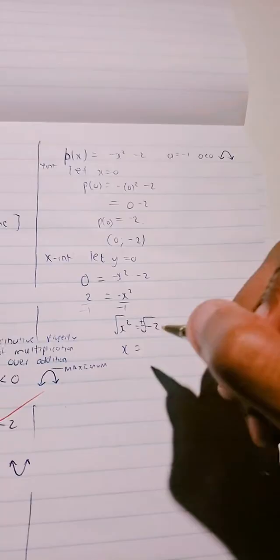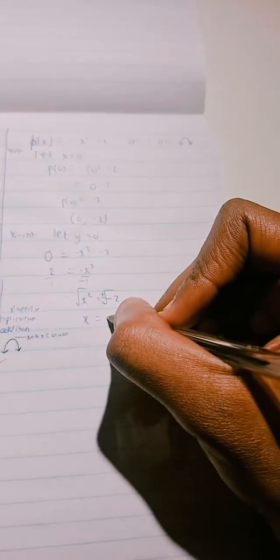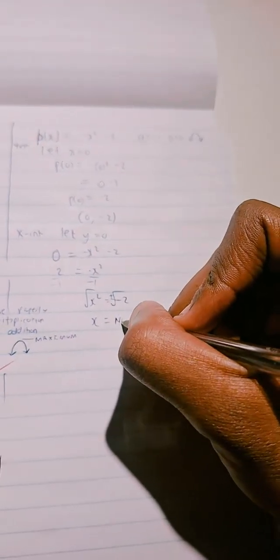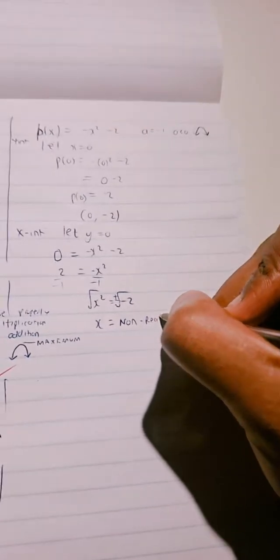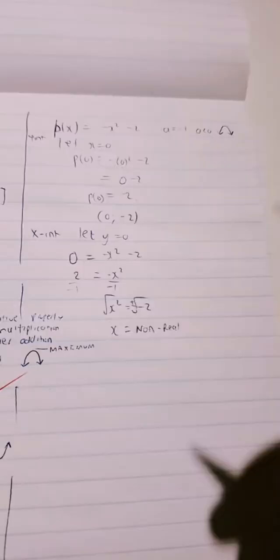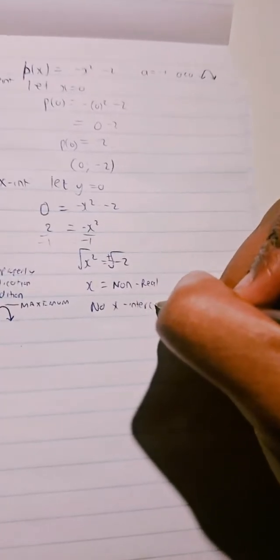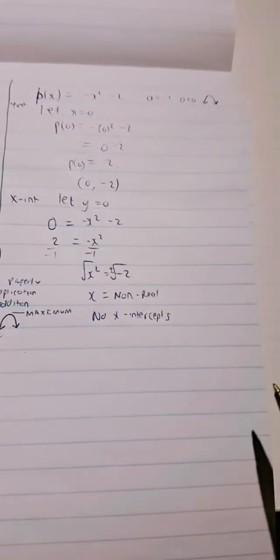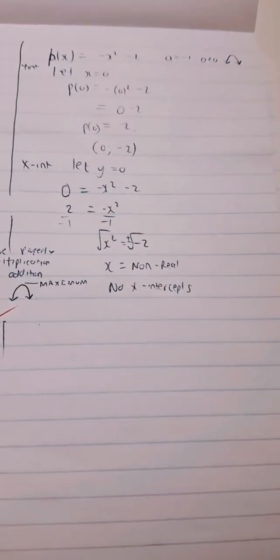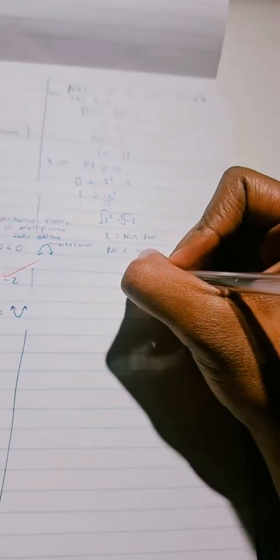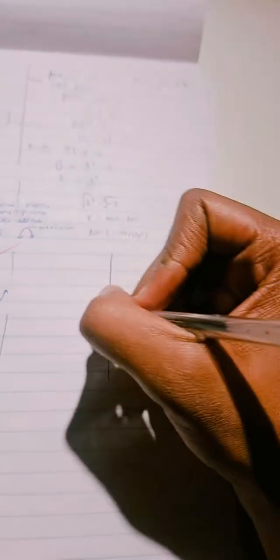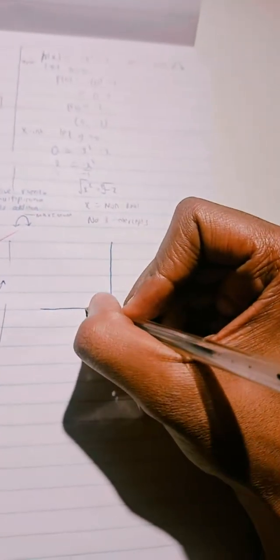Oh man, seems like we got the same situation. What do we have here? Once again, non-real, meaning no real solution, meaning no x-intercepts. Again, no x-intercepts, right?